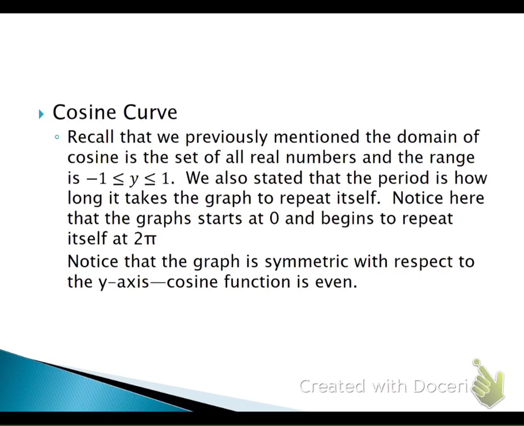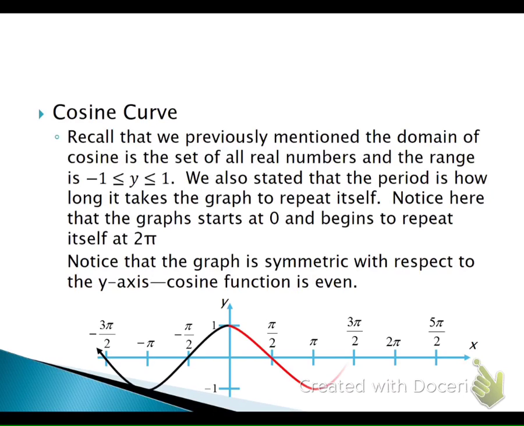Alright, cosine curve. It says, recall that we also previously mentioned the domain of cosine is a set of all real numbers, just like with sine, and the range is also -1 to 1, also just like sine. We also stated that the period is how long it takes a graph to repeat itself. All of this is like sine. There's very little difference here between sine and cosine.